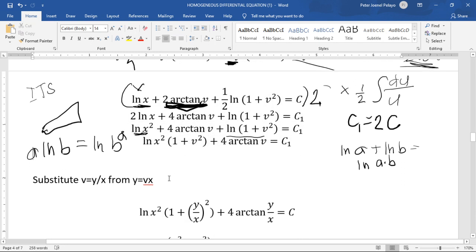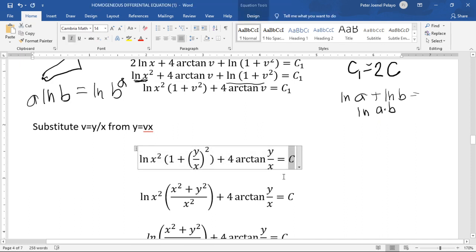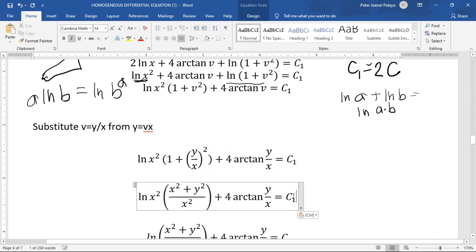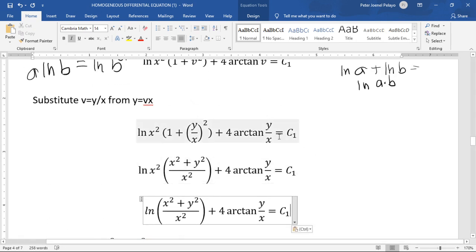Isu-substitute lang natin, babalik natin yung variables to y and x, hindi v and x yung magiging final answer natin. So, v is equal to y over x. So, ln of x squared multiplied by 1 plus y squared over x squared, and then plus 4 arctan y over x equal to C1. Okay. And now, ito ang nangyari dito.